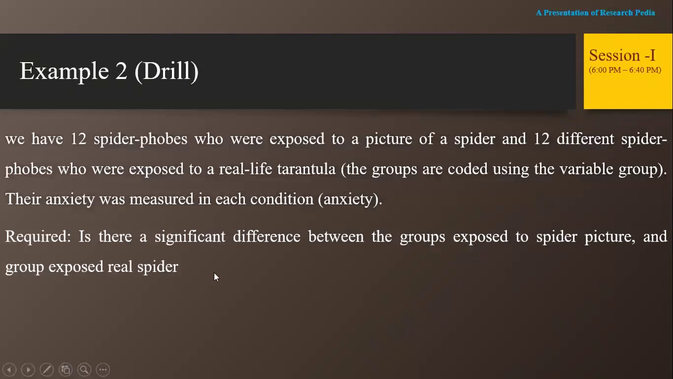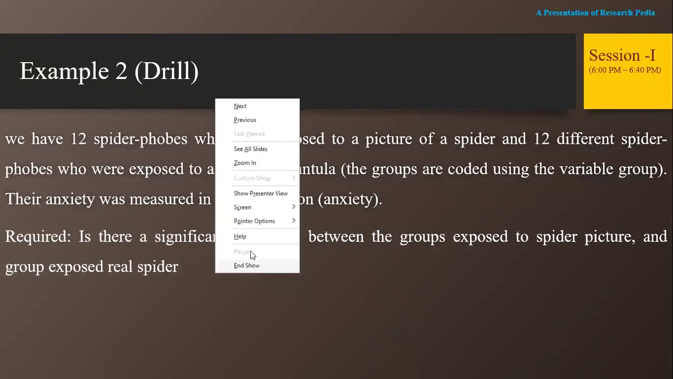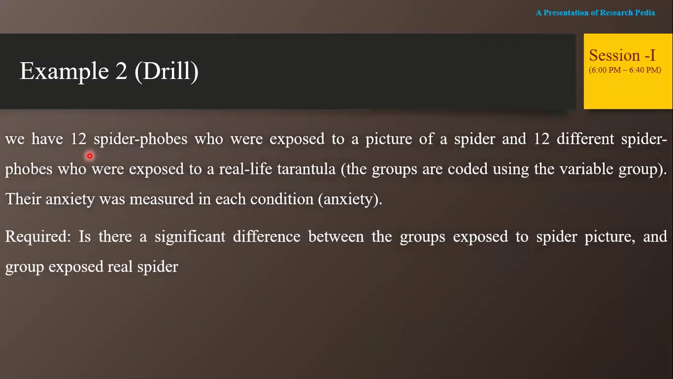We have 12 spider phobes. Phobes means those persons who have some phobia, regarding some persons having the spider phobia. So we have 12 spider phobes who were exposed to a picture of a spider, and 12 different spider phobes who were exposed to a real life tarantula. The groups are coded using the variable groups. It means that 12 people are exposed to a spider picture, and 12 people are exposed to a real life spider, not a Spider-Man, but a spider.